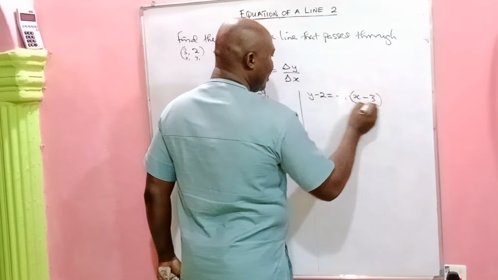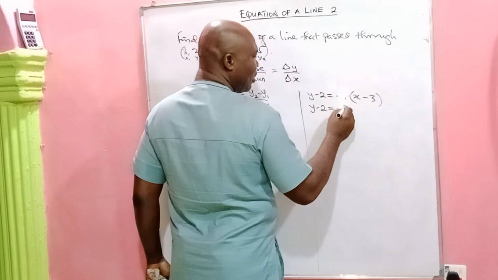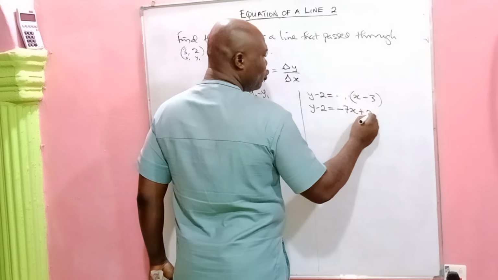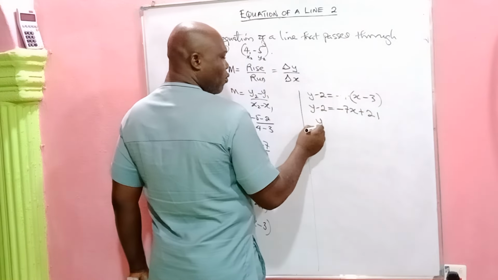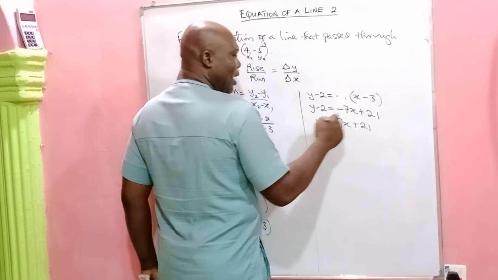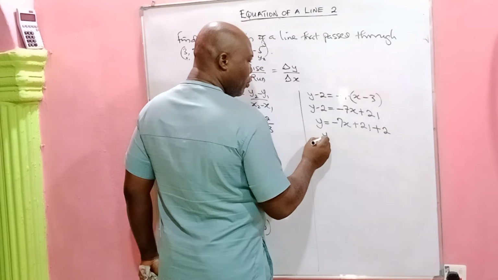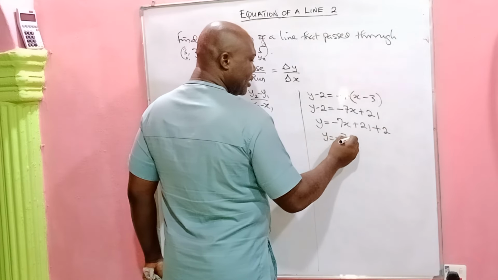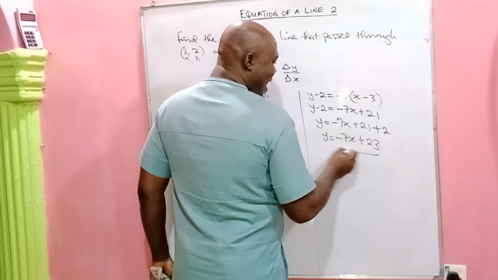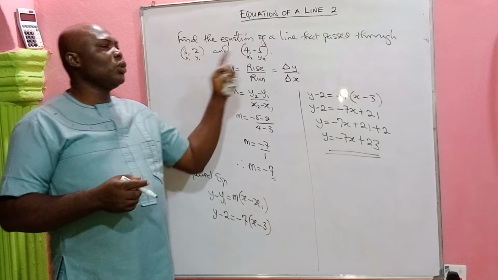So let's expand this. So y minus 2 will be equal to minus 7 times x, which is minus 7x. Minus 7 times minus 3 is a positive 21. So we are going to have y now will be equal to minus 7x plus 21. Minus 2 will cross to be plus 2. So y will be equal to minus 7x plus 21 plus 2, which will give us 23. And that is the equation of the line that passes through these given points.